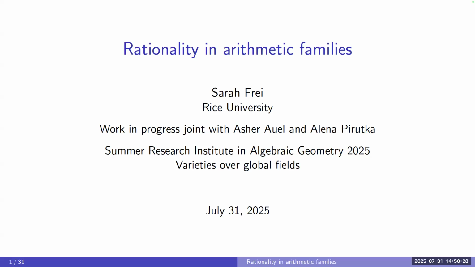So, yeah, I want to tell you about a project. It's in progress, joint with Auel and Alena Pirutka, where we study varieties over the rational numbers and look at sort of comparing their rationality to the rationality of their reductions mod p for varying primes p.